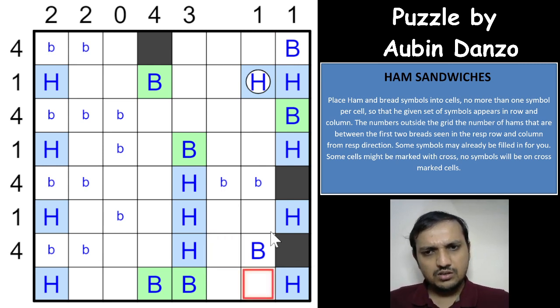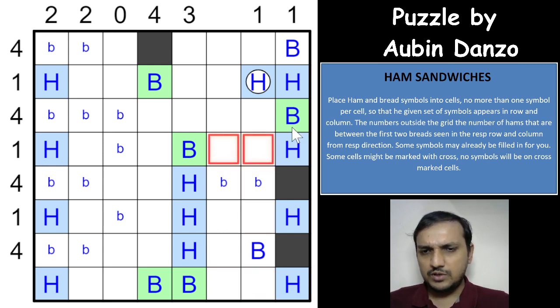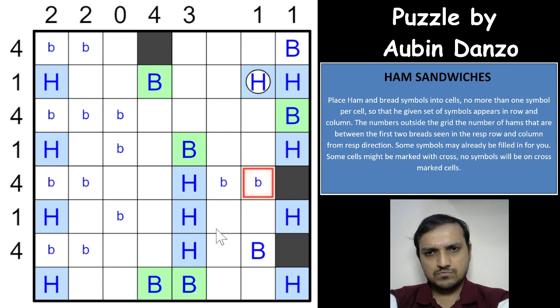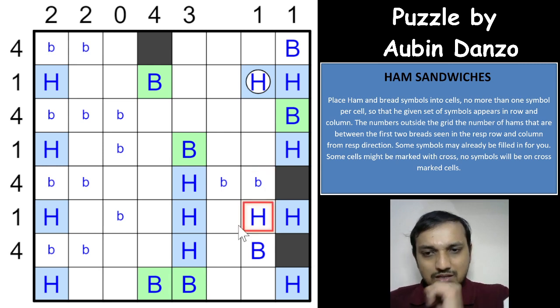B can be either this cell, not this, or both of these cells. If you have a B here, this would be H. Okay, if you have a B here, still possible. Come on, I am missing something here. Okay, one of these cells would have to be H, right? Ham. This cell cannot be ham, so this cell would have to be a ham. That's nice. I forgot this.